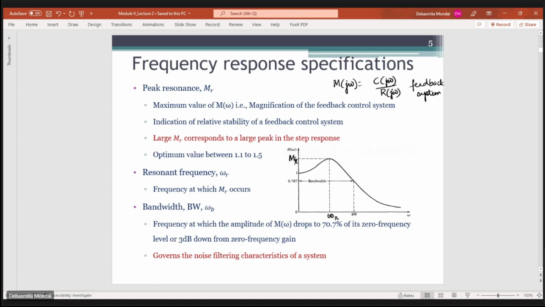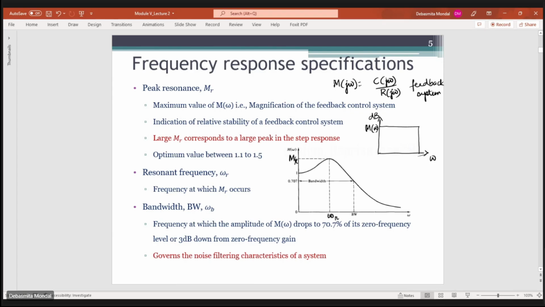Then this is the resonant frequency. The frequency at which this resonant peak occurs is known as the resonant frequency. Then we have something which is known as the bandwidth of the system. Ideally, if this is your M(ω), the magnitude in dB, and this is ω, we would want the magnitude of M(ω), or the magnification of the system, to be constant for all frequencies.